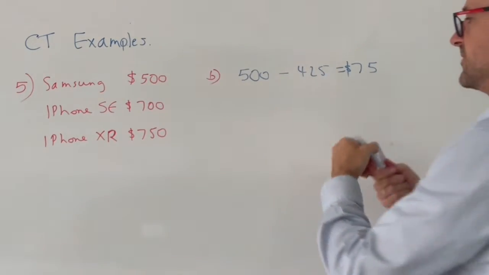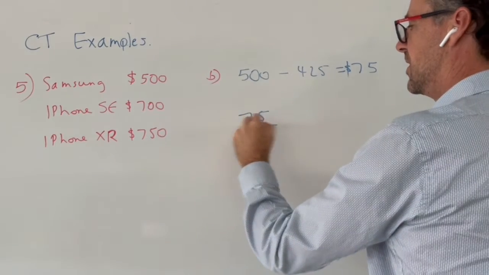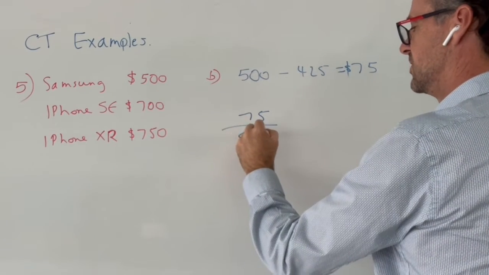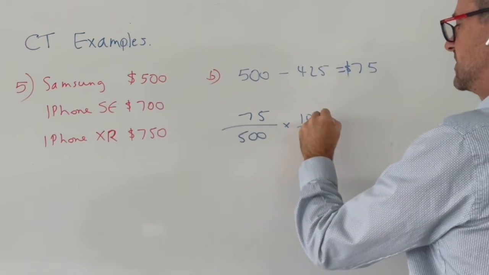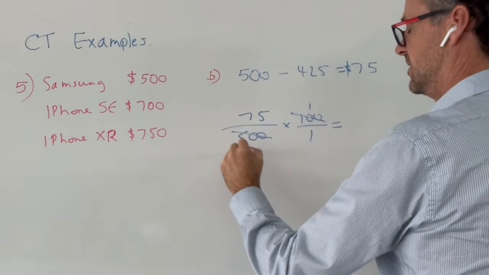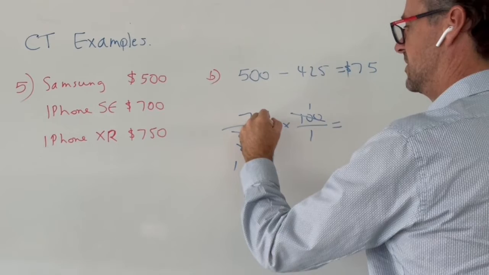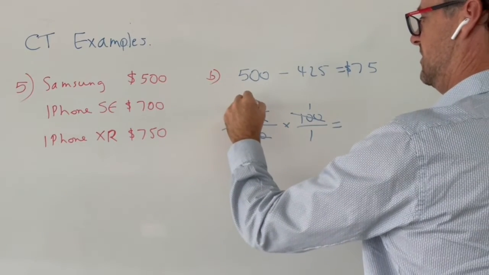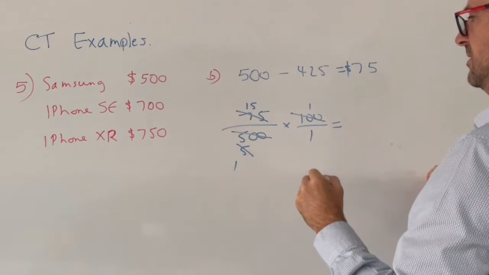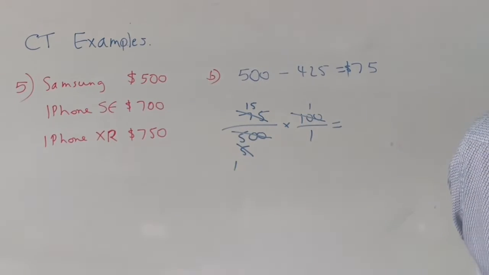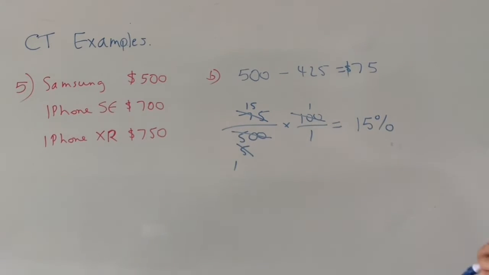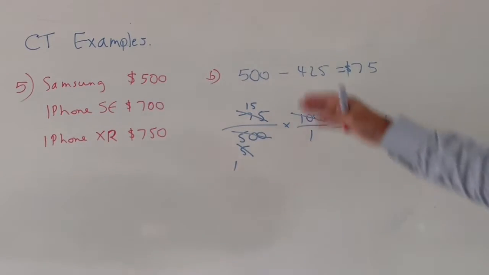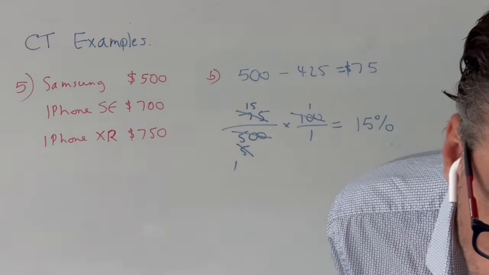So that's 75 over the original price of 500, and then multiply that by 100 over 1. And obviously, that goes once, and 500, that goes 15 times. So she needs to get a 15% discount in order to get that $75 off the phone so that she can buy it.